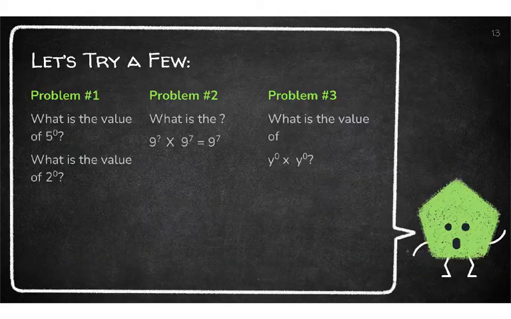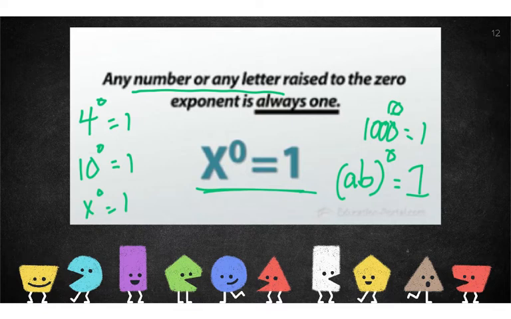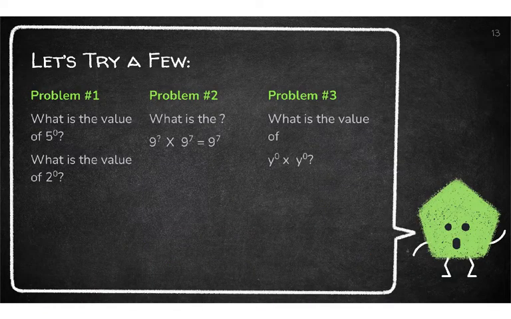All right, so now I asked, hey, let's try a few of these on our own. And I asked students in a draw it slide to do this. So what's the value of 5 to the power of 0? What's the value of 2 to the power of 0? Well, remember what I said. Any number or letter raised to the power of 0 is always 1. So therefore, I could say 5 to the power of 0, easy peasy, 1. 2 to the power of 0, easy peasy, 1.